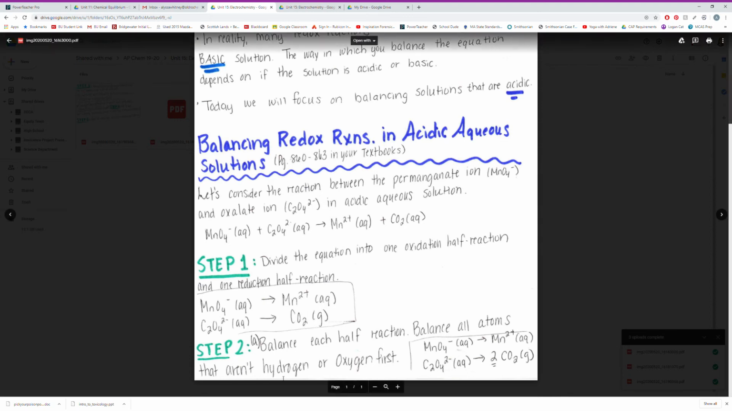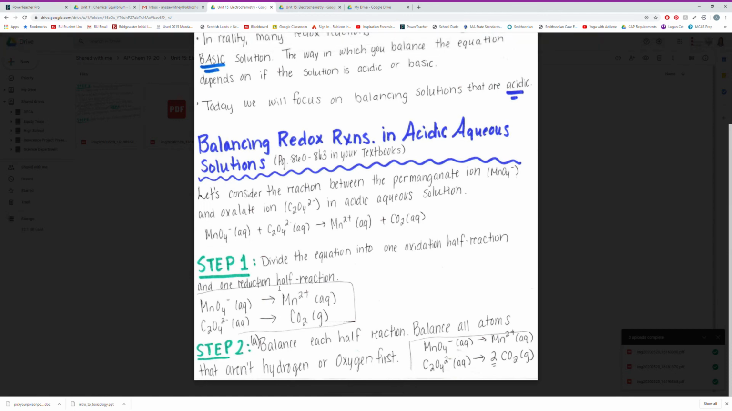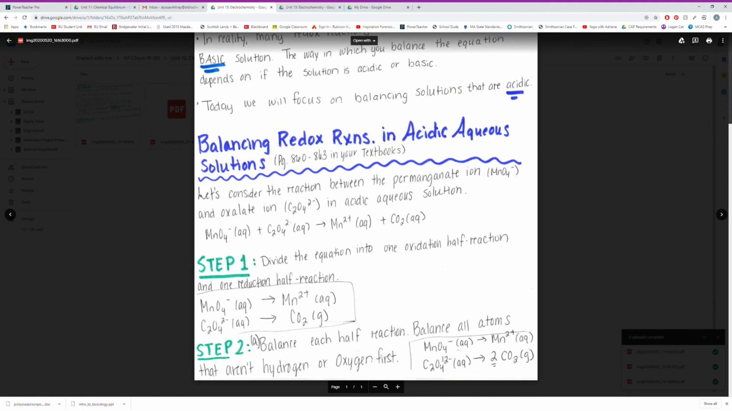All right, so step 2, balance each half reaction. Balance all atoms that aren't hydrogen or oxygen first. This is really not much different from the other types of chemical reactions in the fact that you always want to balance hydrogen and oxygen very last. So for this step, we're just going to look at all of the atoms that are not oxygen or hydrogen. In this case, it's manganese for the top one, coefficient of 1, coefficient of 1, so this one's good. But over here, we've got 2 carbons, so I went ahead and put a 2 in front of CO2 to balance that carbon. Again, we're not going to think about oxygen just yet.